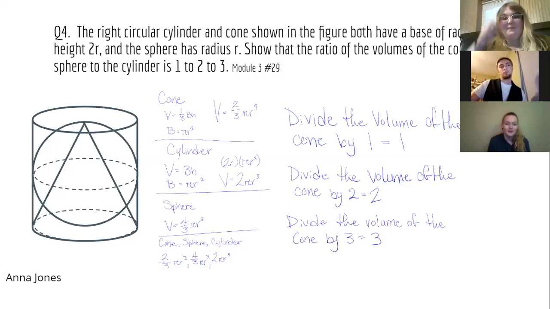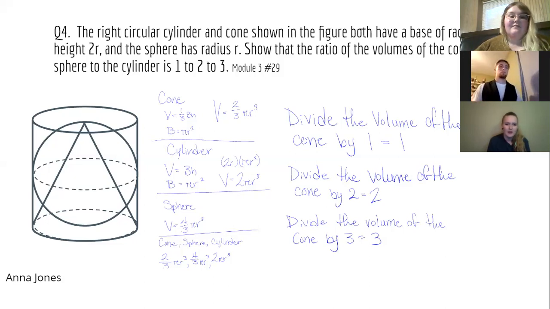So we actually need to find the base for the cone. B equals pi r squared is going to be the base. Then we're going to get B in the equation, and that's going to look like V equals 2 over 3 pi r cubed. Right? And then we're going to figure out the volume of the cylinder next.